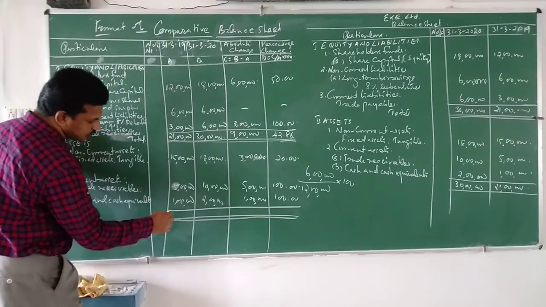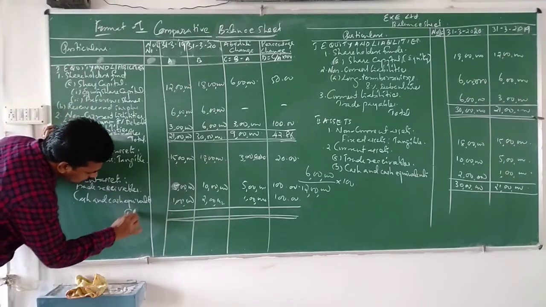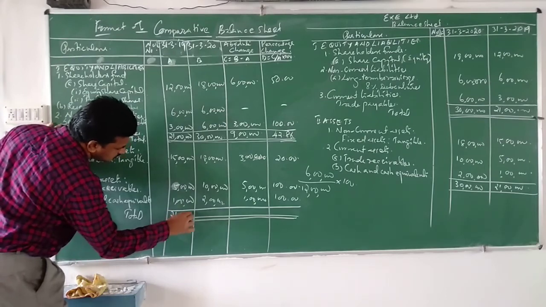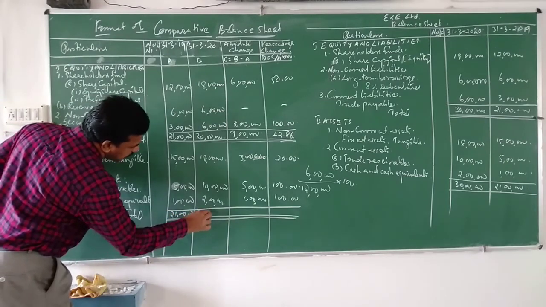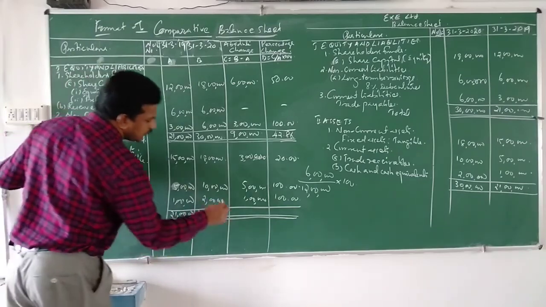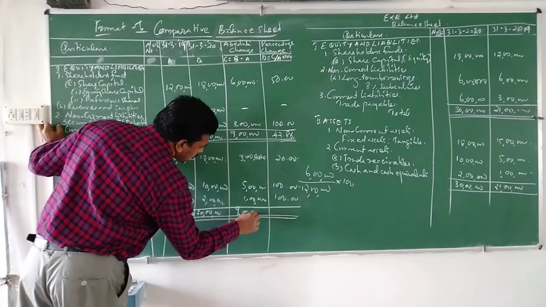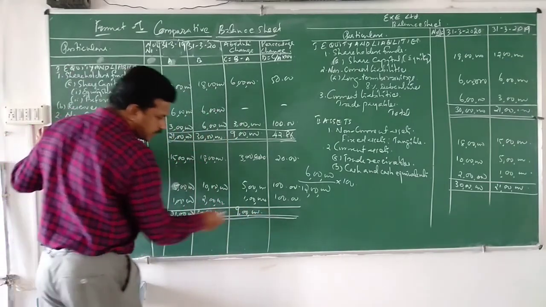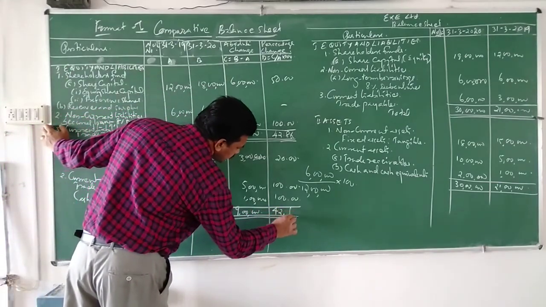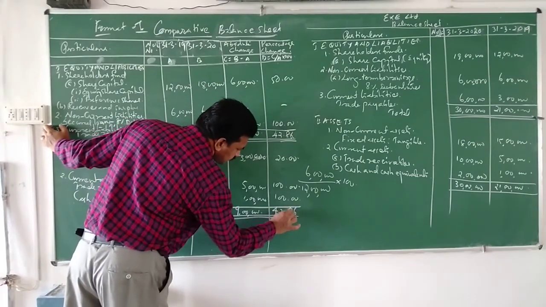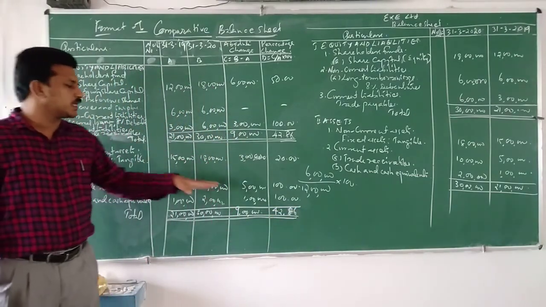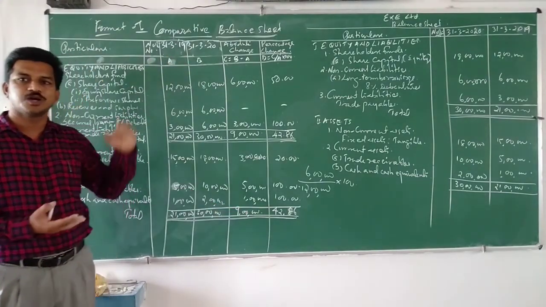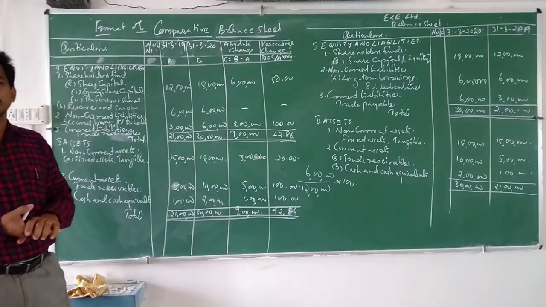So here we will get the total. We can total here. So 21 lakh, 30 lakh, 9 lakh. 9 lakh divided by 21 lakh into 100, 42.86. So this is the preparation of comparative balance sheets. So comparative balance sheet will be prepared like this.